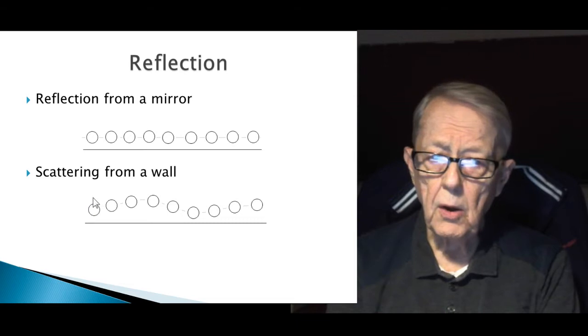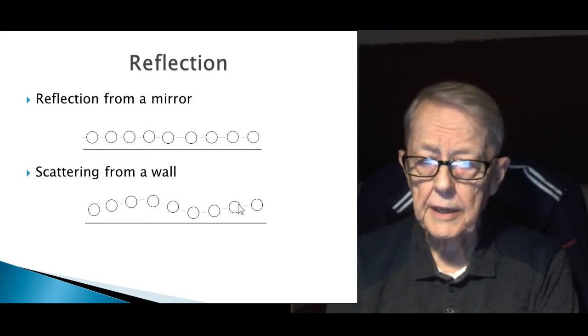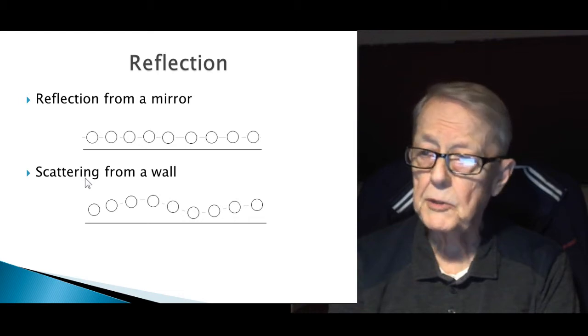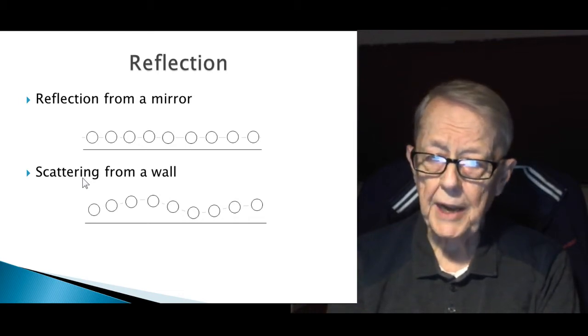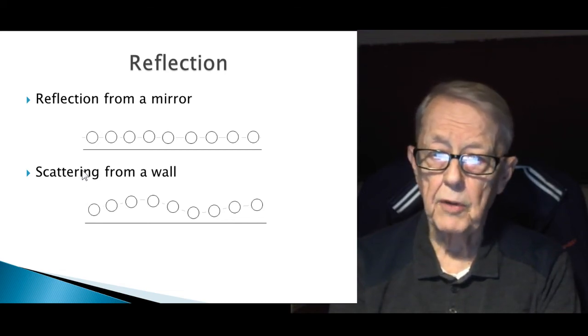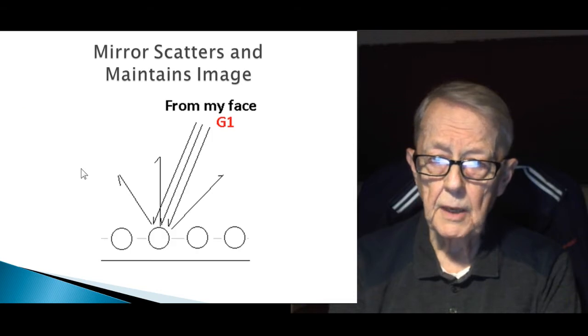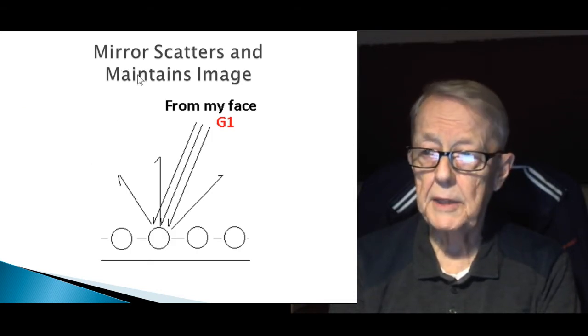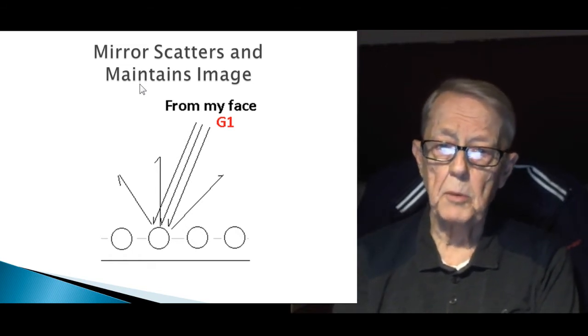Reflection from a wall is not necessarily, it is reflection, but I use a more specific term, scattering, because the wall does not reproduce an image. So let's take a look at that. A mirror scatters and maintains an image. Now, you may not think a mirror scatters, but let's look at it for a moment.